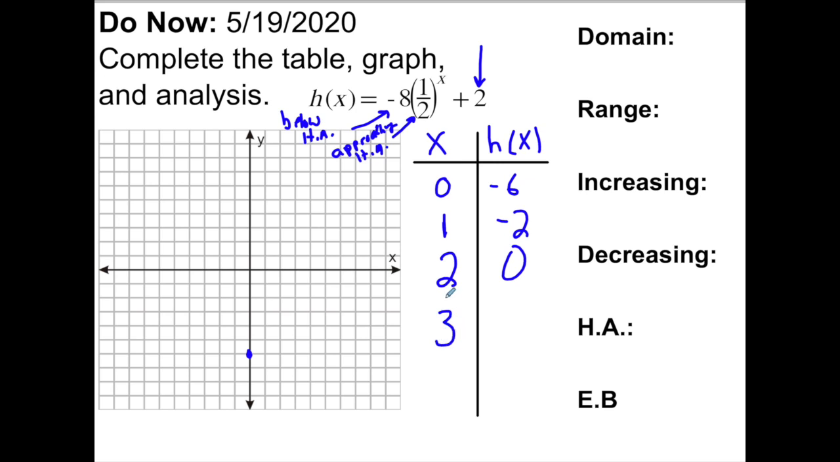All right, let's plug in 3. So we have a half to the power of 3 is a half times a half times a half, which is an eighth. Negative 8 times an eighth is negative 1. Negative 1 plus 2 is positive 1. And now let's plug in 4. So a half to the power of 4 is 1/16. Negative 8 over 1 times a 16th, right? That's negative 8 over 16. That's negative a half. Negative a half plus 2 is 1.5.